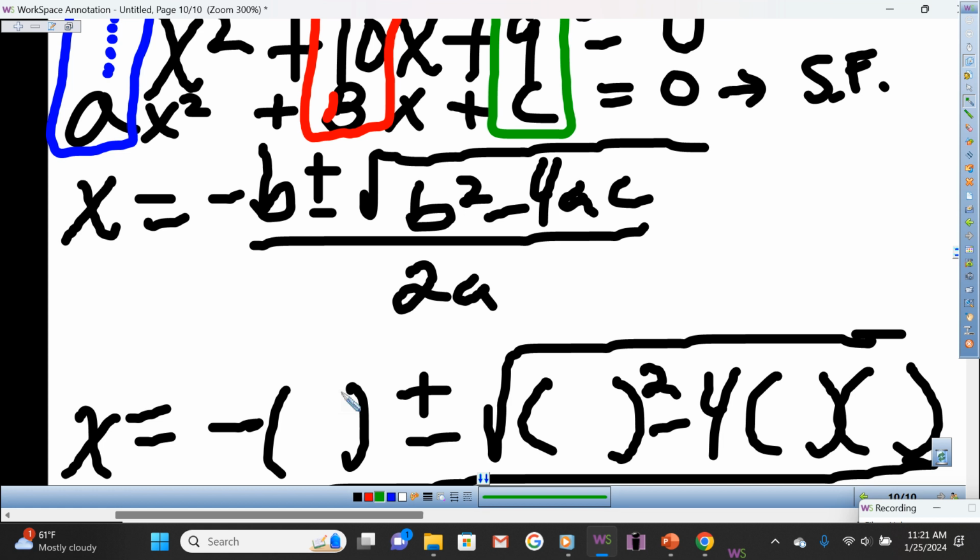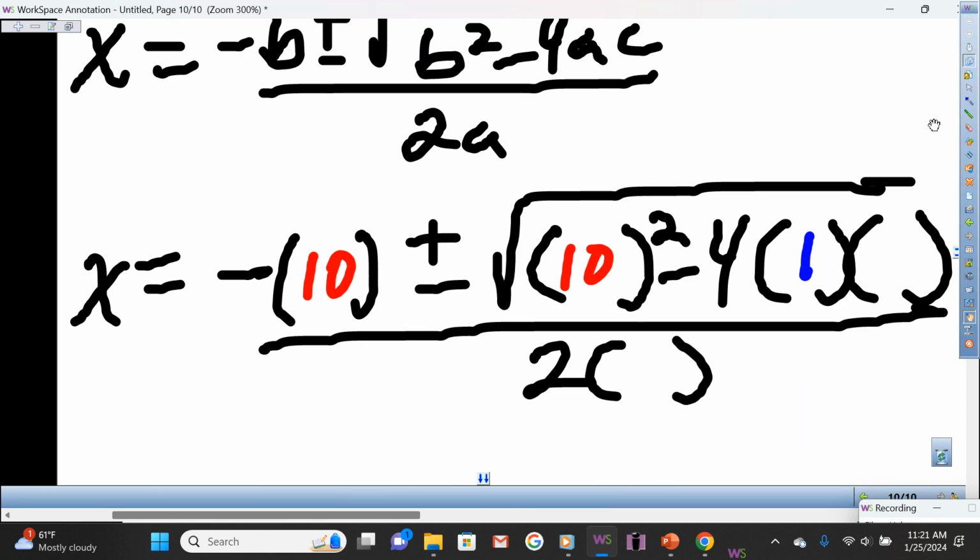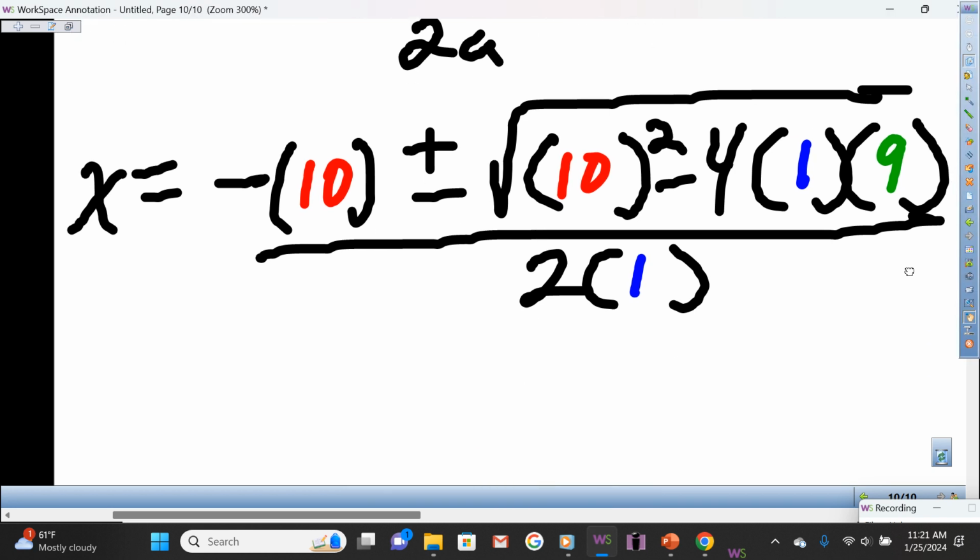All right. Therefore, now that we have our values, let's substitute those values into our formula right here. I'm going to start with b because it goes here. Minus b, so what is b? 10 goes there and there. Next, minus 4a. What is a? A is 1, goes there and here. And c, what was c, guys? 9, it goes there. All right. And the rest is history.